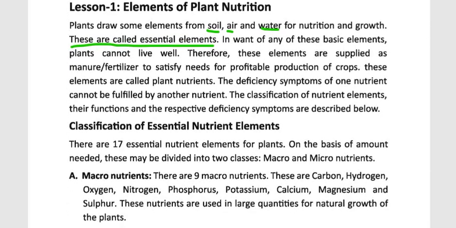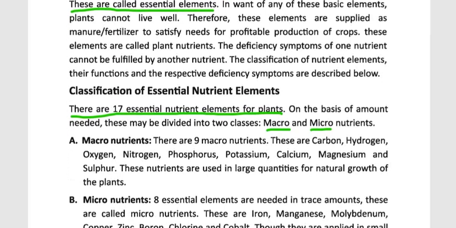Classification of essential nutrients. There are 17 essential nutrient elements for plants. On the basis of amount needed, these are divided into two classes, macro and micro. Macronutrients: there are 9 macronutrients. These are carbon, hydrogen, oxygen, nitrogen, phosphorus, potassium, calcium, magnesium and sulfur.